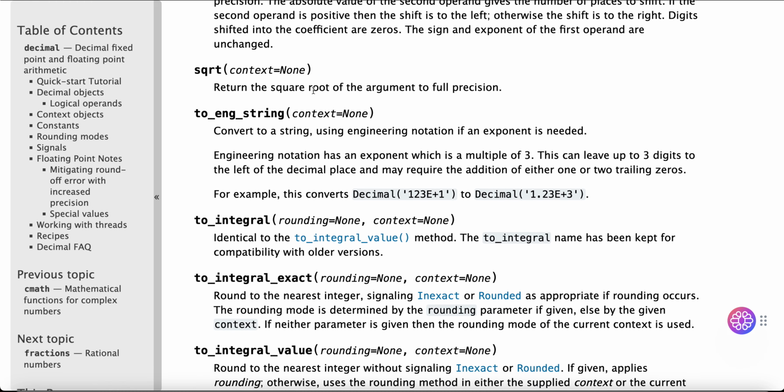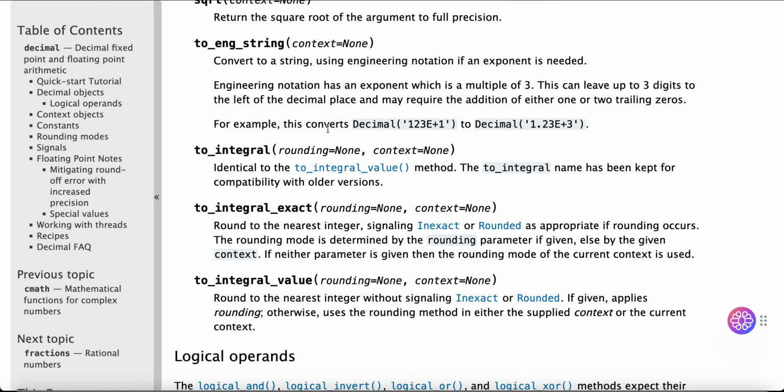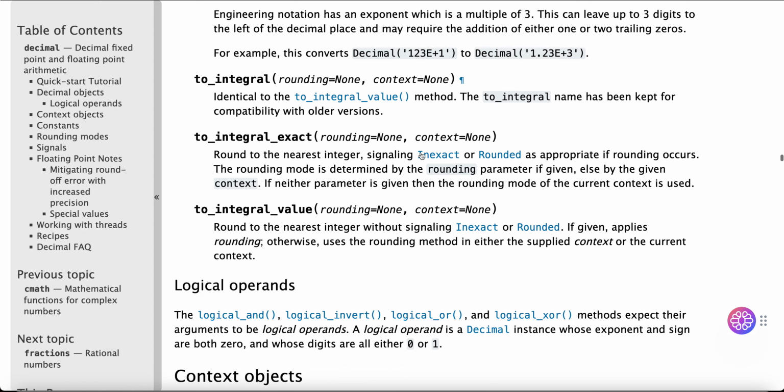sqrt(context=None). Return the square root of the argument to full precision. to_eng_string(context=None). Convert to a string, using engineering notation if an exponent is needed. Engineering notation has an exponent which is a multiple of 3. This can leave up to 3 digits to the left of the decimal place and may require the addition of either one or two trailing zeros. For example, this converts Decimal('123E+1') to Decimal('1.23E+3').